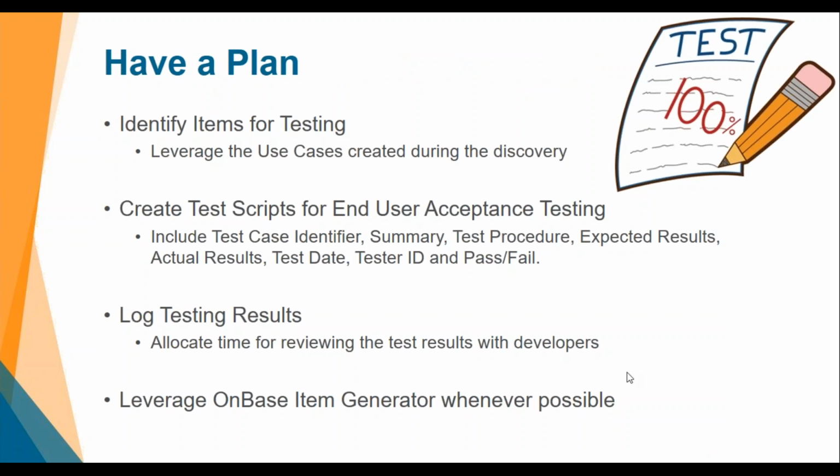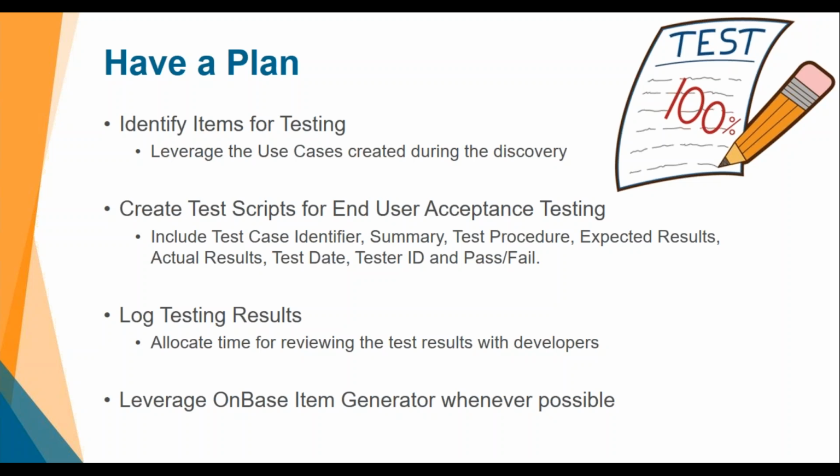Having a plan. So this is important in several different places, I guess would be the best way to put it. You should always have a plan when you're testing an upgrade, and you should always have a plan when you're testing something new that you're getting ready to bring into your system, like a new process or a new workflow or something of that nature. You want to, first of all, identify the items that you need for testing. Identify the users that are going to be doing your testing. Put together any test scripts that may be necessary for your end users' acceptance testing.